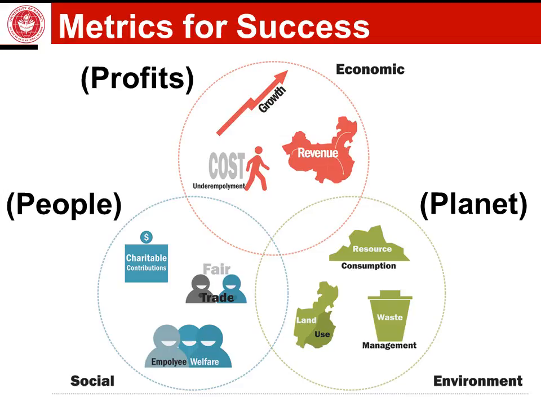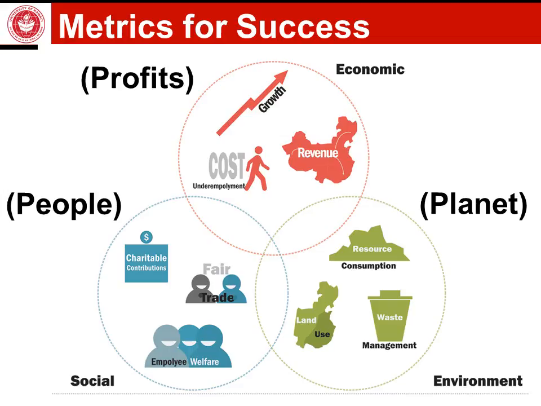The second bottom line, or another P, is people, the social side. How are you impacting people's lives? And the last one, planet, or the environment. Are you doing good for the environment? Are you sustainable from an environmental perspective? Are you at a minimum not doing anything that negatively hurts the planet as well as people?